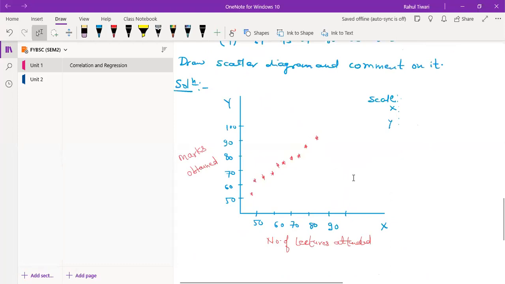As I mentioned, a scatter diagram will just give a rough relationship. It will not give a number. It will just say that if I attend more lectures, I will score more marks, and if I attend fewer lectures, I will score fewer marks. Either one increases and the other increases, or one decreases and the other decreases. That means there is a direct linear relationship. So you can take down this interpretation.